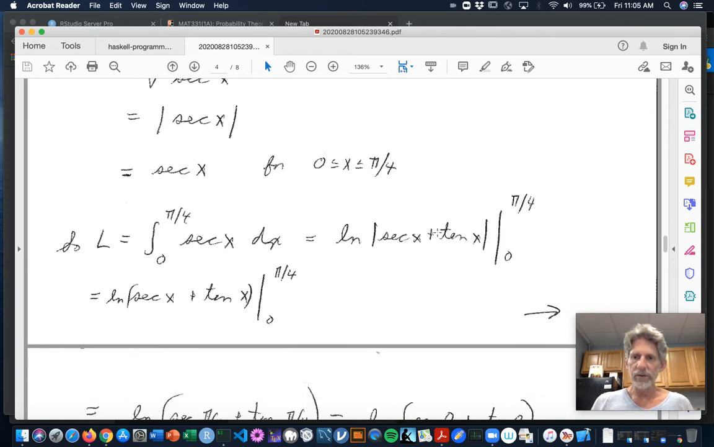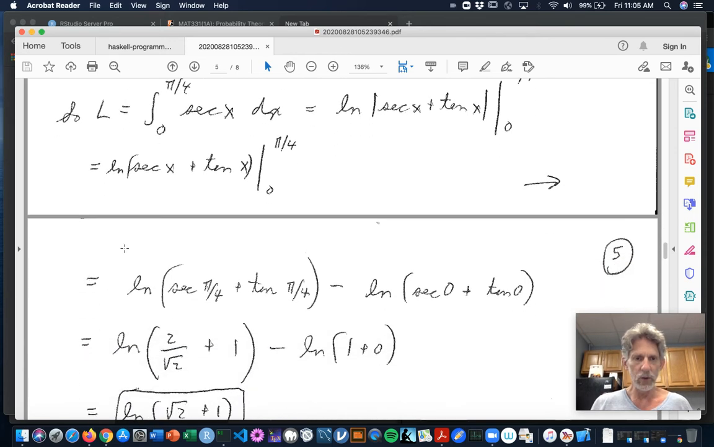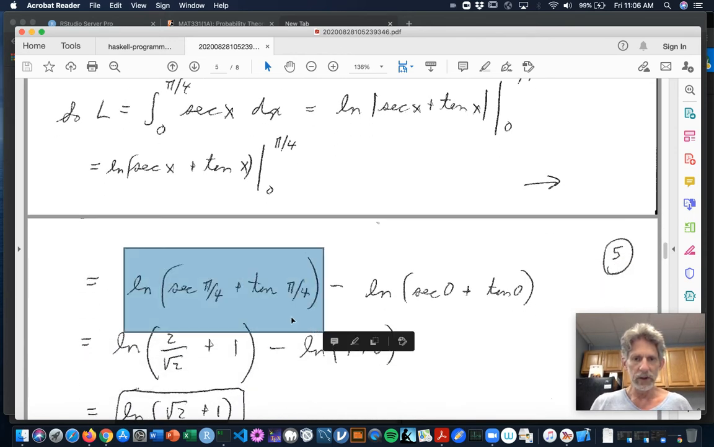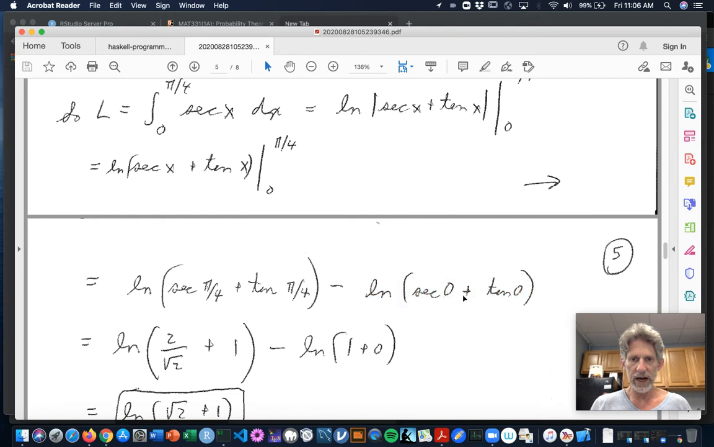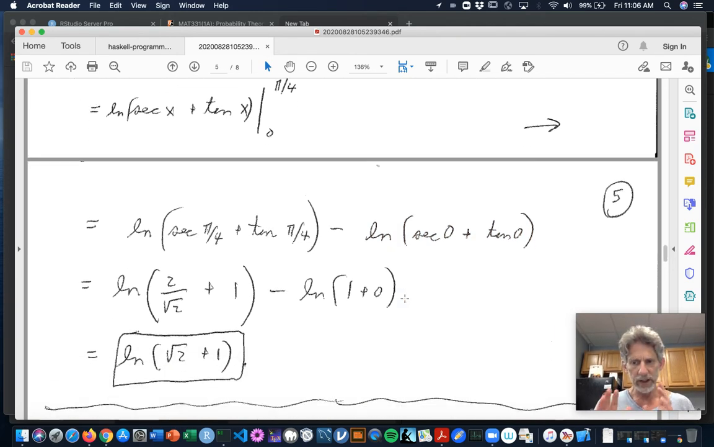Again, because x is going from 0 to pi over 4, secant is positive then, tangent is positive then, and so we can just take off the absolute values and we can plug in pi over 4, and then plug in 0 and subtract. And I think it would be a really good idea not to stop there, but to reassure people that we know how to find a secant of pi over 4 and stuff like that. So let's think about it.